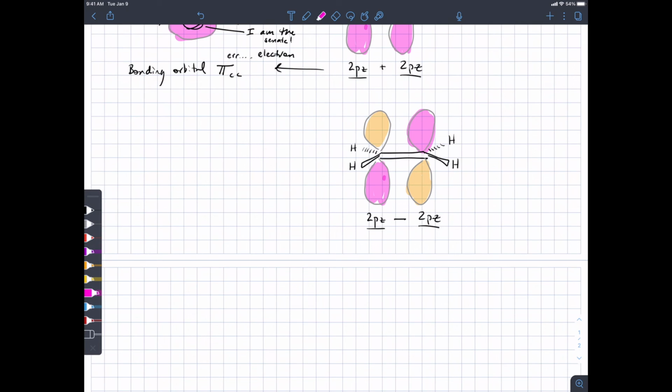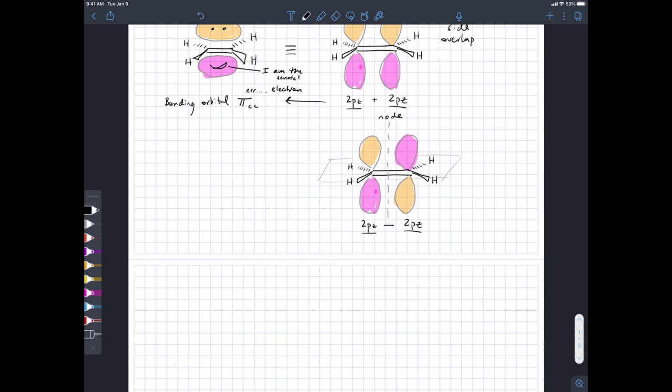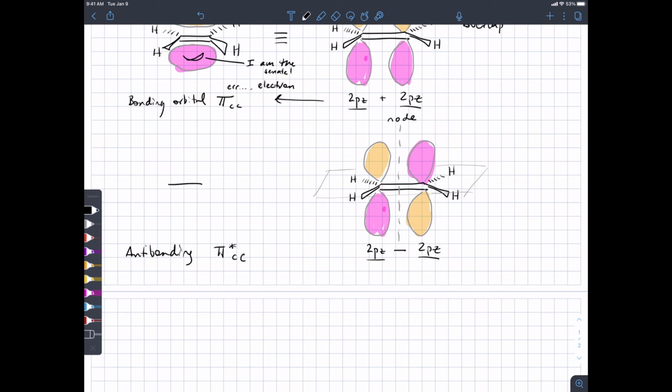And you can see that when we do this, there is a change in wave function sign not only in the xy plane, but now also here as we go from left to right across the space between the two nuclei, between the two carbons. We change wave function sign here, we change wave function sign there, and so we actually have a node between the two atoms, and we're going to call this our antibonding pi star. And if you were to draw what this looks like, it would look sort of like this, only if you made these parts of the orbital lean outward.